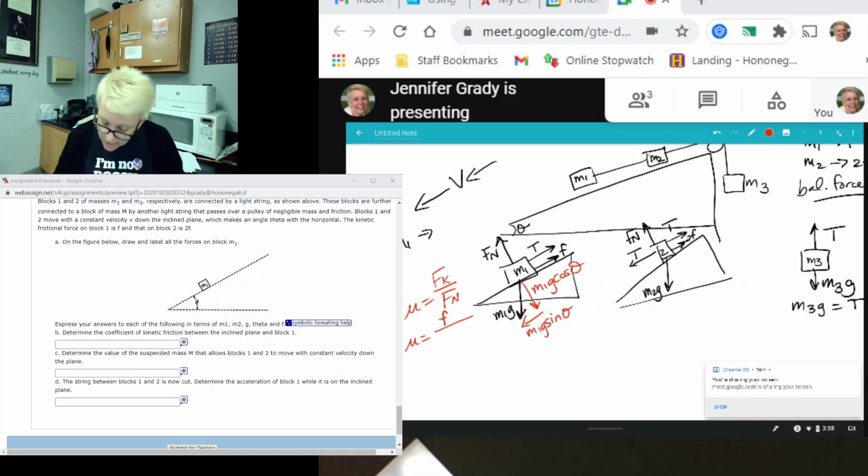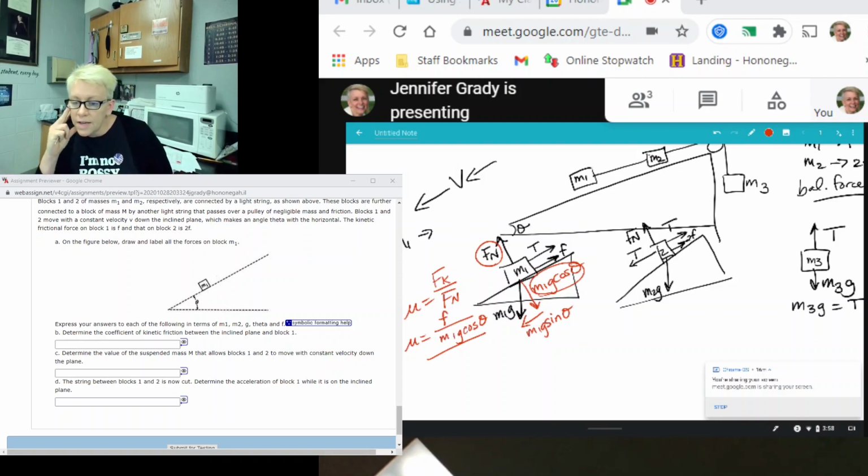All right, so I know I can put F up here, but we do need to know what the normal force is going to be on this little guy. So when we look at our arrows, normal force is going to match m1g cosine theta. There's your answer for the first one. That's actually a pretty easy one.